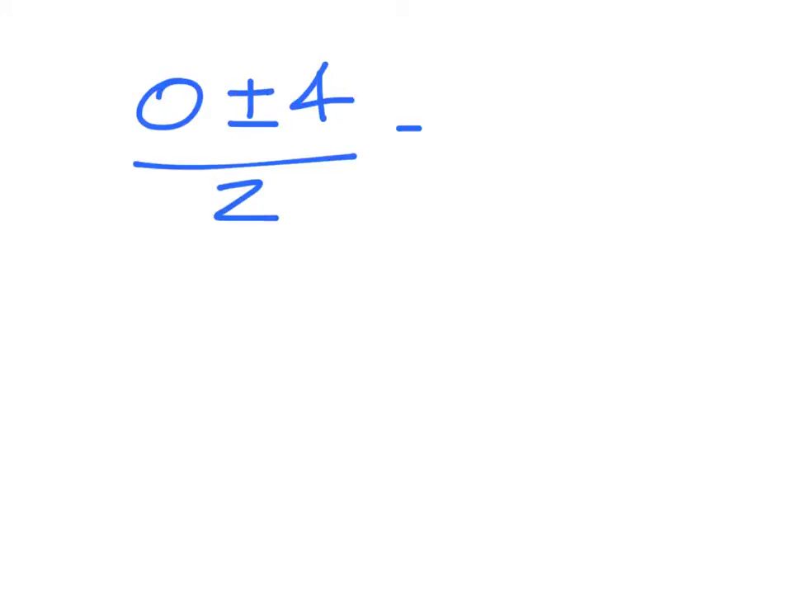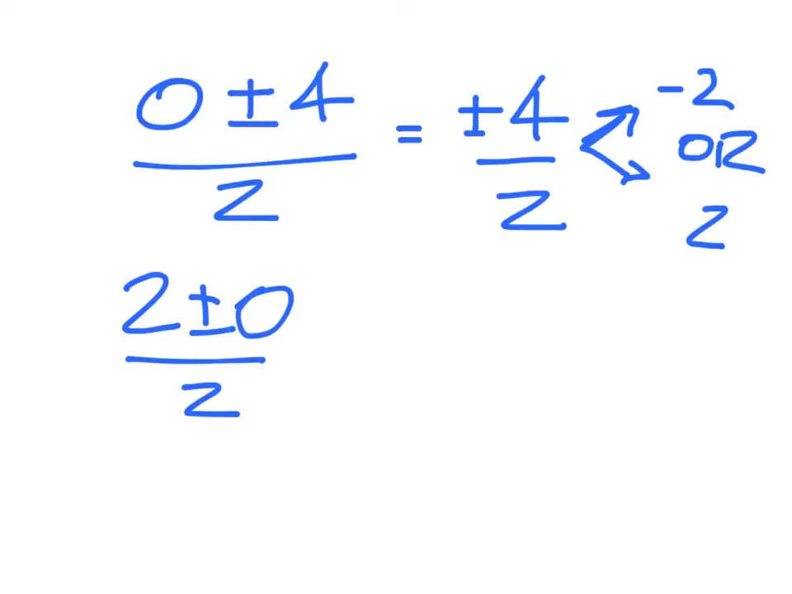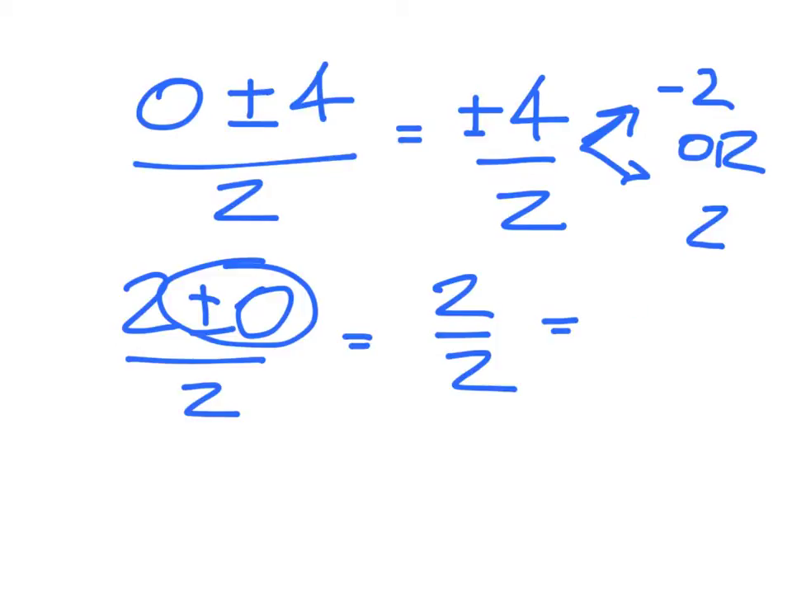If you have something like 0 plus or minus 4 over 2, it's still going to stay plus or minus 4 over 2, which is going to end up being a negative 2 or a positive 2. But if you have 2 plus or minus 0 over 2, you can drop the plus or minus if you have a 0 to the right of it. It'll just be 2, because whether you do 2 plus 0 or 2 minus 0, it's still going to be 2. So the answer for this one would be 1.